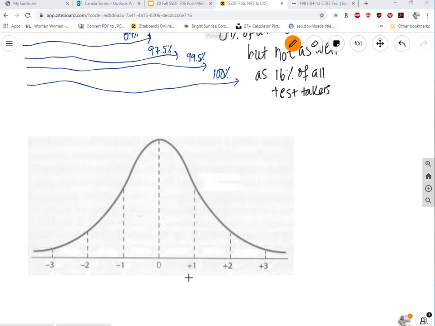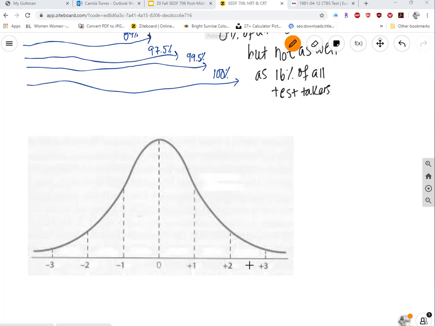The positive sign here is basically saying that we're going to the right in the positive direction. The same is true of z-scores that are less than the mean. So 1 standard deviation below the mean has a z-score of -1, 2 standard deviations below the mean has a z-score of -2, and 3 standard deviations below the mean has a z-score of -3. So again, the z-score sign, in this case the negative, gives you the direction that the scores are to the left of the mean.